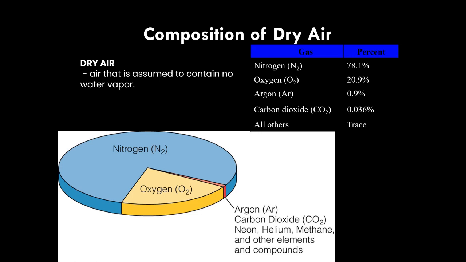On the Earth's surface, the composition of air is relatively constant. Dry air, which means air that is assumed to contain no water vapor, has a relatively constant composition. We have 78.1% nitrogen, 20.9% oxygen, 0.9% argon, and all the others are trace gases.